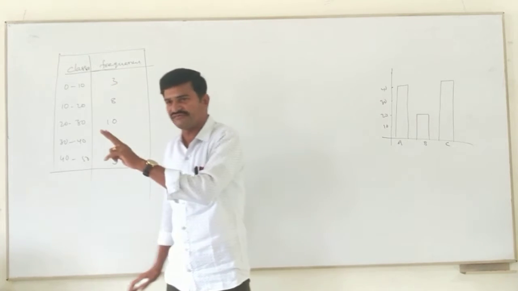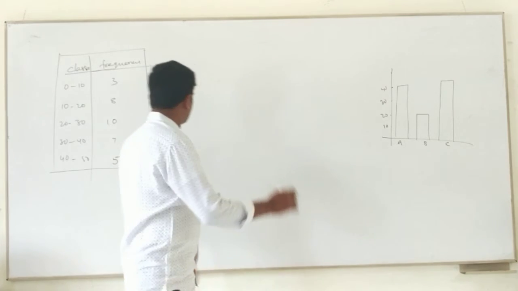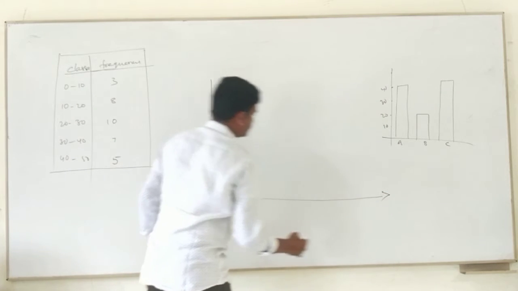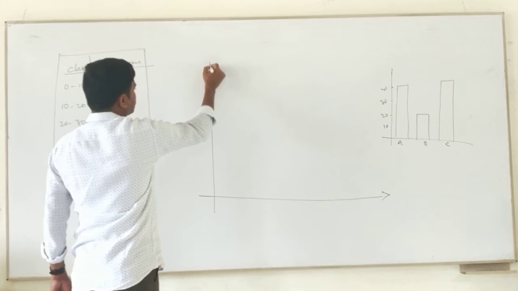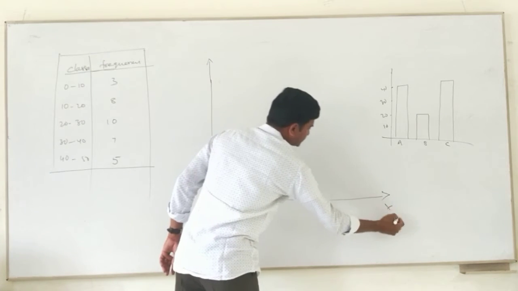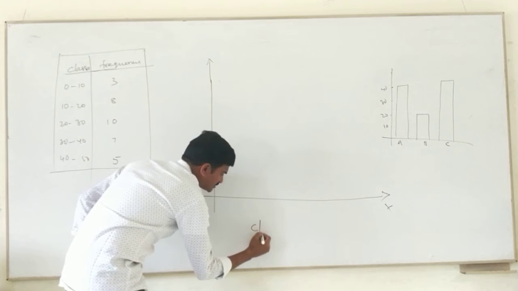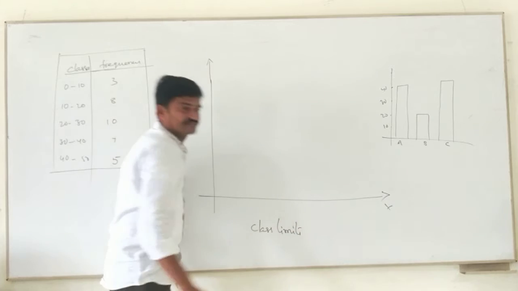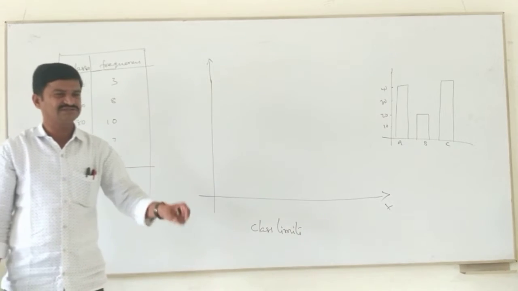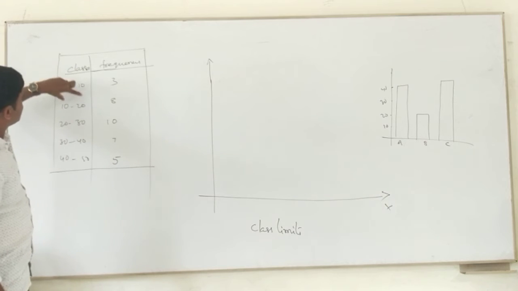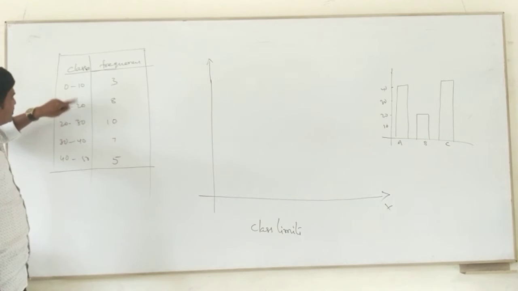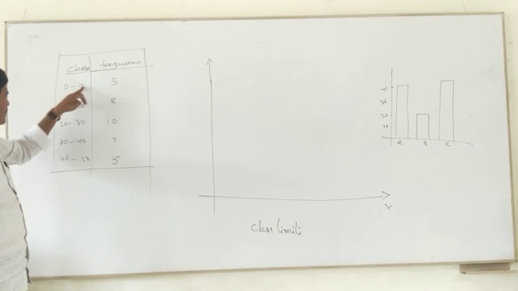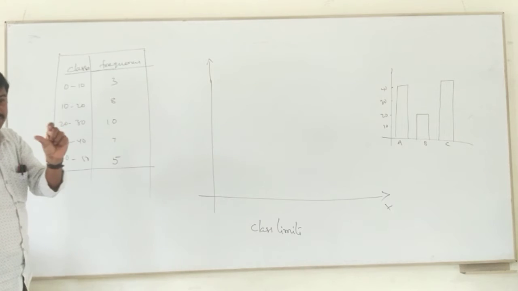A graph consists of an x-axis and a y-axis, do you know? So, I am taking like this. This is the x-axis, this is the y-axis. On the x-axis, I am taking class limits, not classes. These are called true class limits. Classes means this is one class, this is one class. But limits means every individual value: lower limit, upper limit, like that. That is the difference between classes and limits.